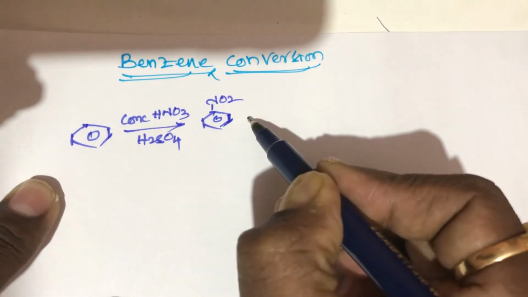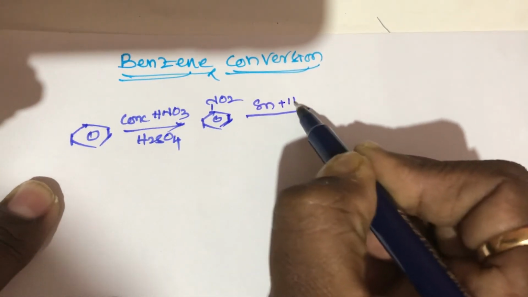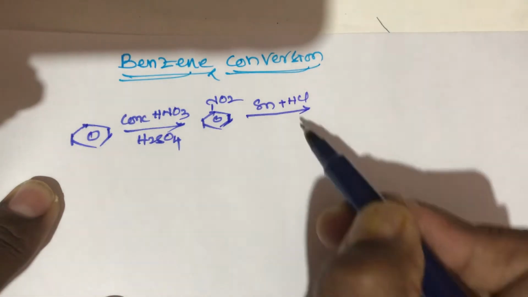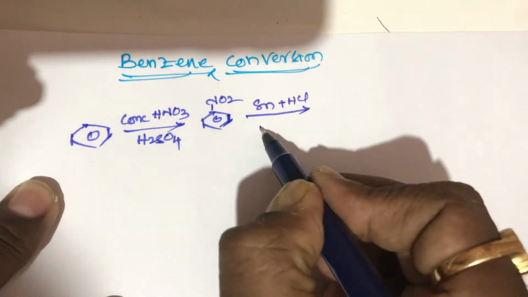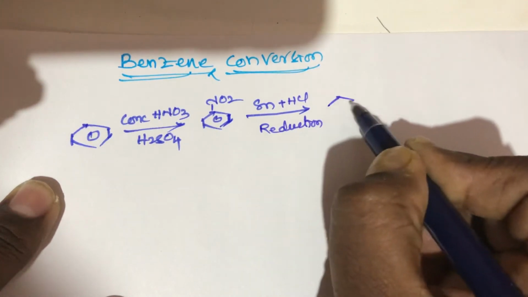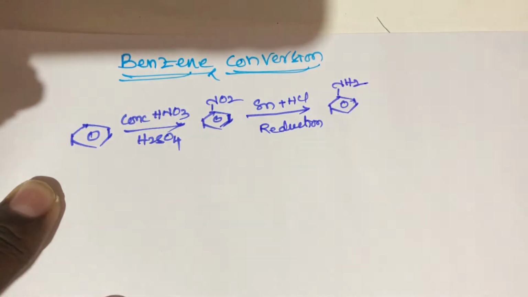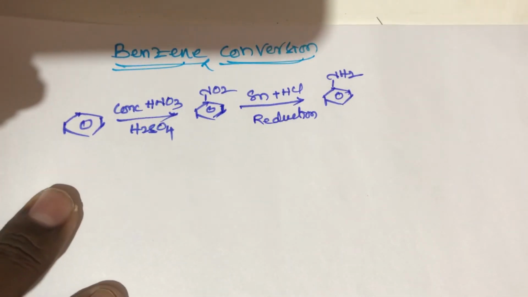Then after that, this nitrobenzene again reacts with Sn plus HCl. Sn plus HCl means it is a reducing agent, that is called reduction. In this step, reduction, nitrobenzene is converted into aniline. In this step, the NO2 group is converted to NH2. Sn plus HCl, Sn acts as a reducing agent, and we get nitrobenzene converted into aniline. Product is aniline.